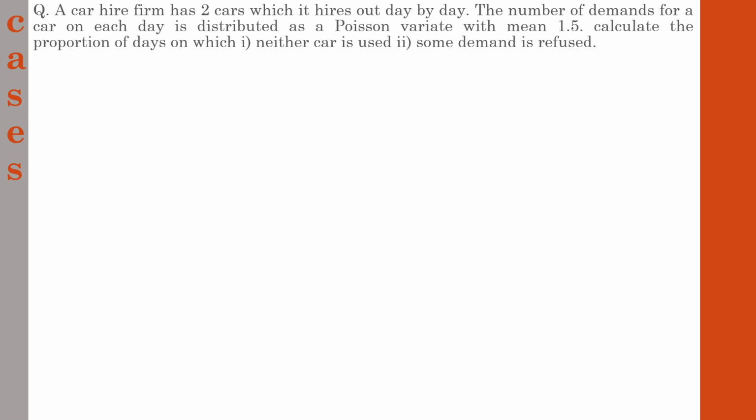Before we go into the computation part, read the question very thoroughly and understand the concept, what is specified in the question. A car hire firm, it will be a taxi concern or a taxi company. They have only 2 cars. They hire the 2 cars for day-to-day activities, day by day. The number of demands for car on each day is distributed as a Poisson variate with the mean 1.5. From the sentence itself, we can understand that it is a Poisson distribution situation. Calculate the proportion of days on which neither car is used.